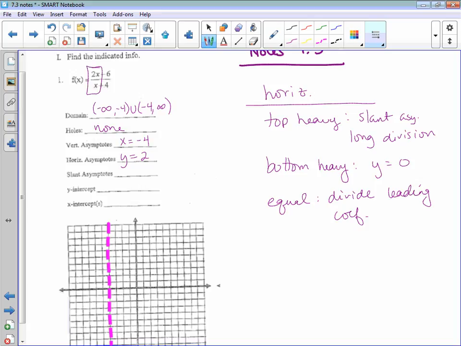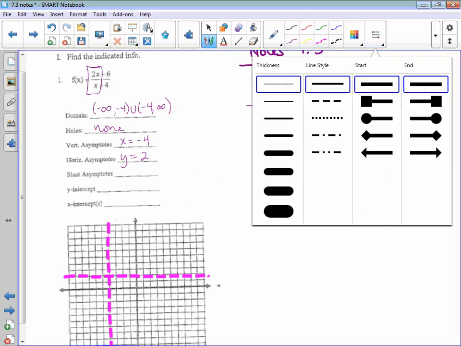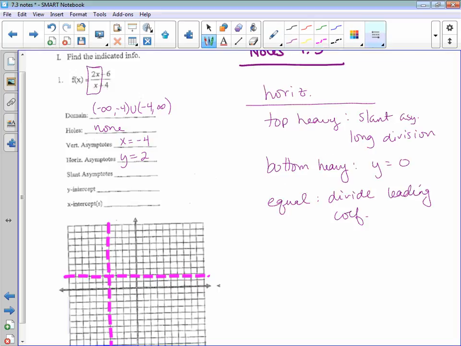So I should draw. Okay. All right. Do I have a slant asymptote? No. You're either going to have a horizontal or a slant. You're not going to have both of those, okay?